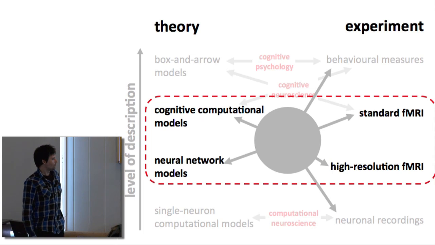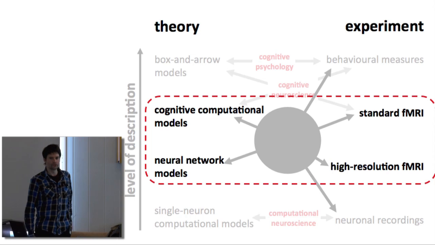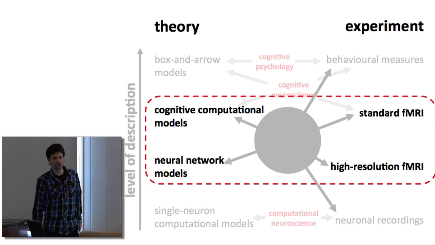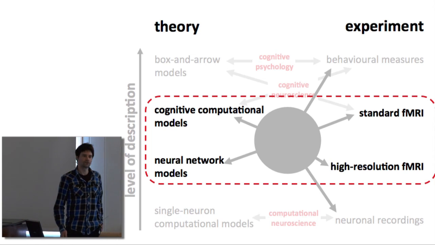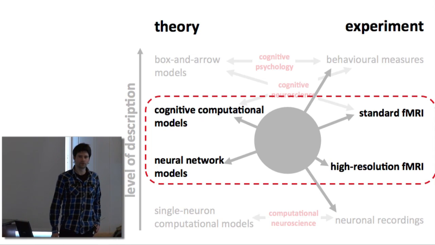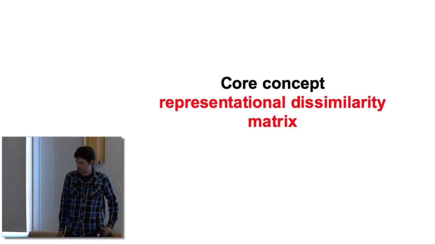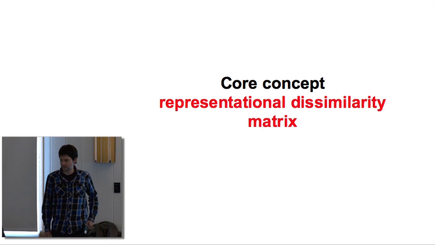The single neuron computational models, I think, will not ultimately explain cognition. So at the level that I'm interested in brain function, they are not going to be the final solution. And the box and arrow models, they're not completely specified. So they're sort of just sketches for models, I would say. So the core concept of the approach that we're taking to this is the concept of the representational dissimilarity matrix.